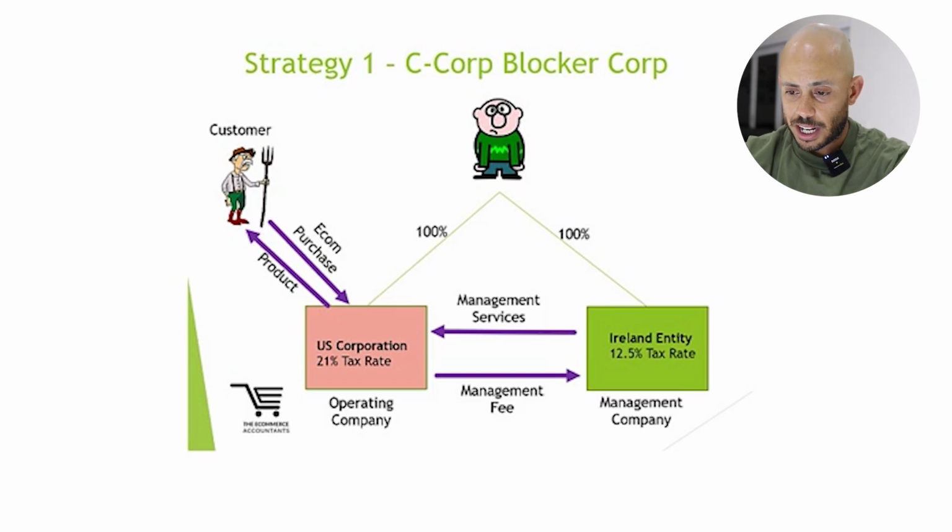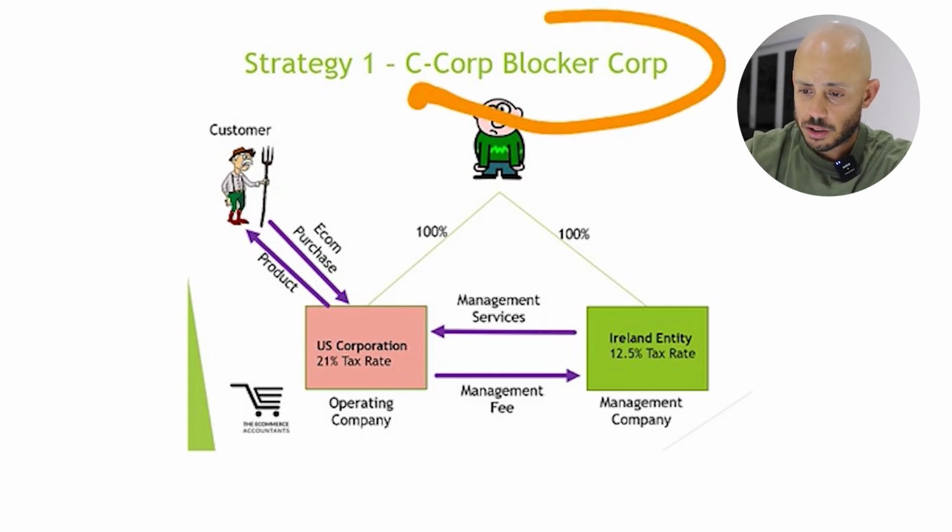Without further ado, let's hop into my tablet here and we'll go over what specifically the IRS auditor was looking for in this structure. All right guys, welcome here into my tablet. This is the C Corp Blocker Corp structure. Here, you can see it.